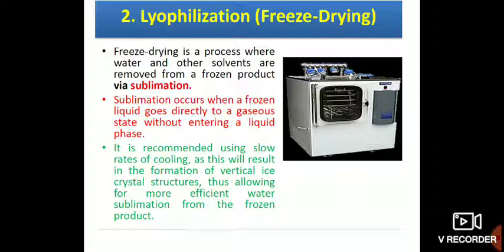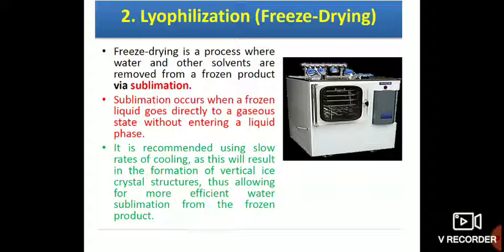By applying high vacuum and cooling the solution, we can remove the water molecules from the culture and store only the dried powder of the microorganism. That is called lyophilization. Freeze drying is a process where water and other solvents are removed from a frozen product through sublimation. Sublimation occurs when a frozen liquid goes directly to the gaseous state without entering a liquid phase.